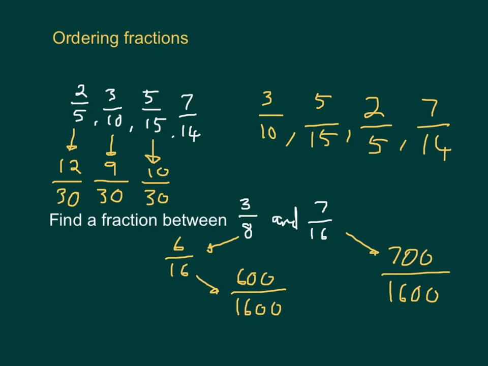Now, for fractions in the middle, here are some examples. There's 601 over 1600, 699 over 1600, and anything in between. You might have found different ones with a different numerator and a different denominator, and that, of course, is great.